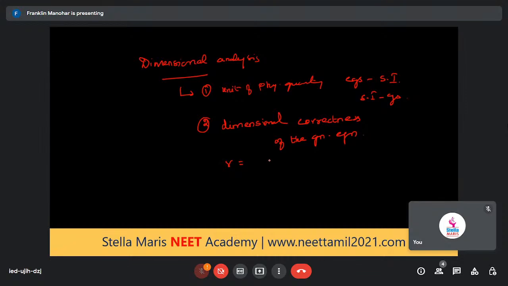Equation of motion. Yes, sir. V is equal to U plus AT. Good. S is equal to UT plus half AT square. Super. V square is equal to U square plus 2AS. So these are the equations of motion.